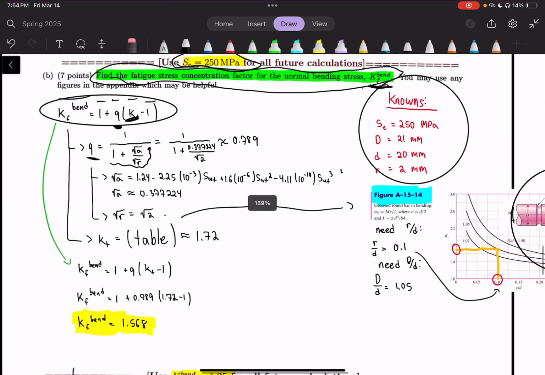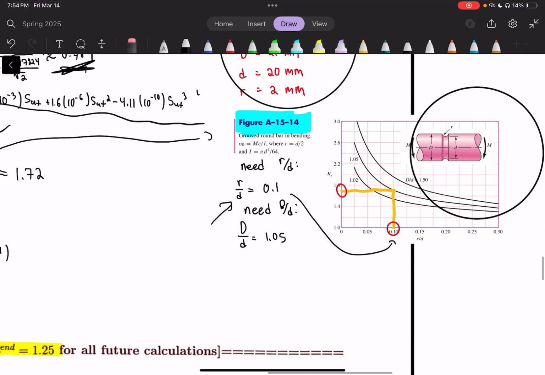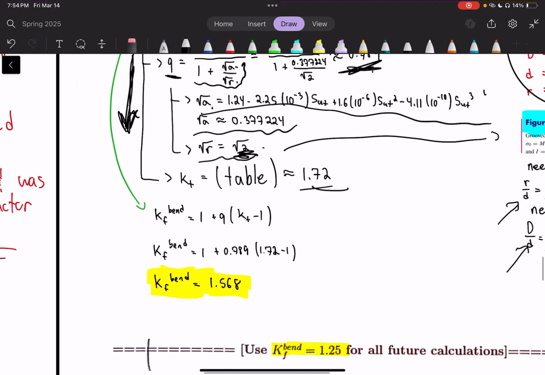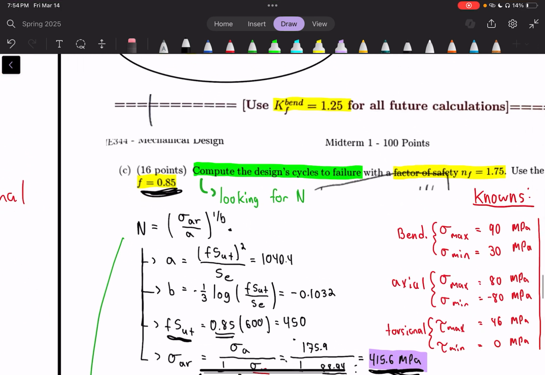And going through this process now, we can see that we're going to start with that q, kind of like the model tree in Creo. So going through there, starting at q, we can find the a and the r, where the a is given to us by this kind of funky thing here, which gives us that value. The r is just the square root of the radius, which is 2, and that's how we're able to get that. So Kt is from the table, which I take the radius divided by the small diameter, and we take the big diameter divided by the small diameter to get 1.05, 1.01 to this curve here, and then we go across, and I estimate the value to be 1.72. So using those values, we're able to find that Kf bend is 1.568.